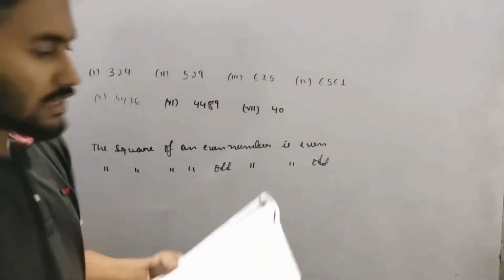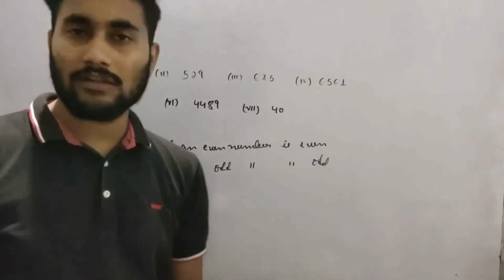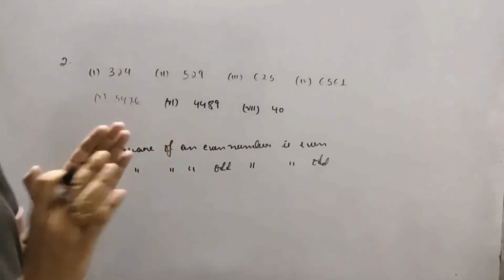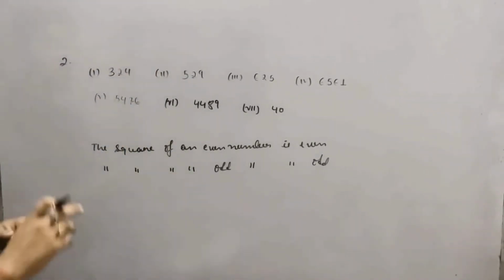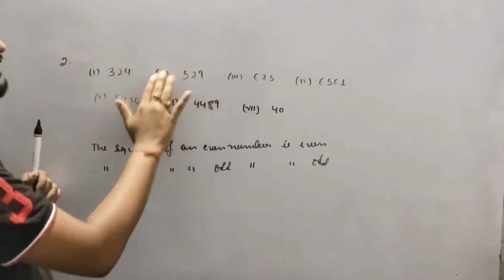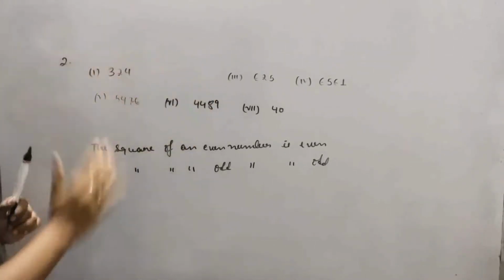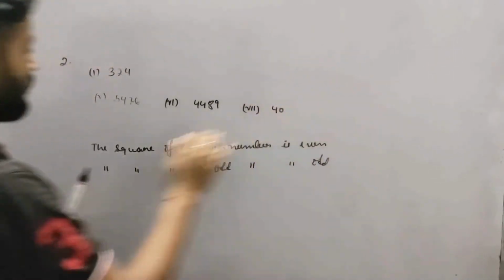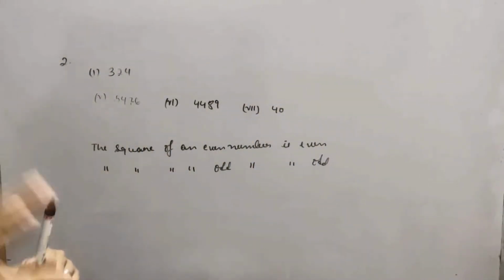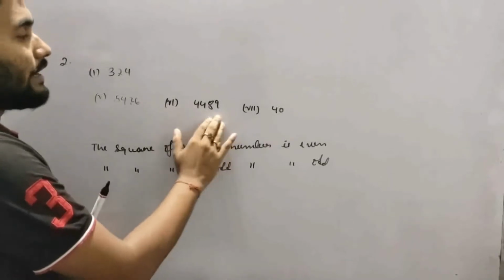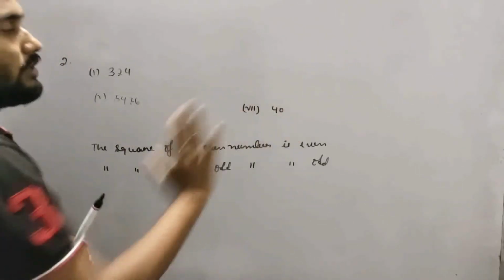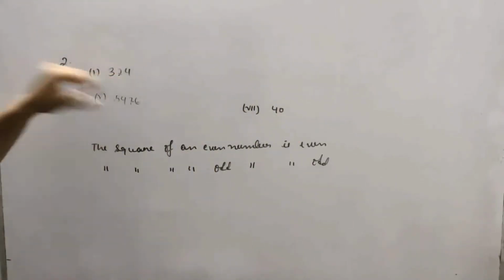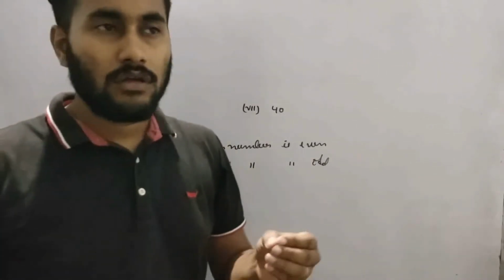Since in the question it is asked which of the following numbers are squares of even numbers, our target is only the even numbers. See, this is an even number. At first, this is an odd number, so we don't need this one. This will also not be needed, it is odd. Again 5 4 7 6 is an even number. Again 4 4 8 9 is an odd number, and 40 is also an even number.